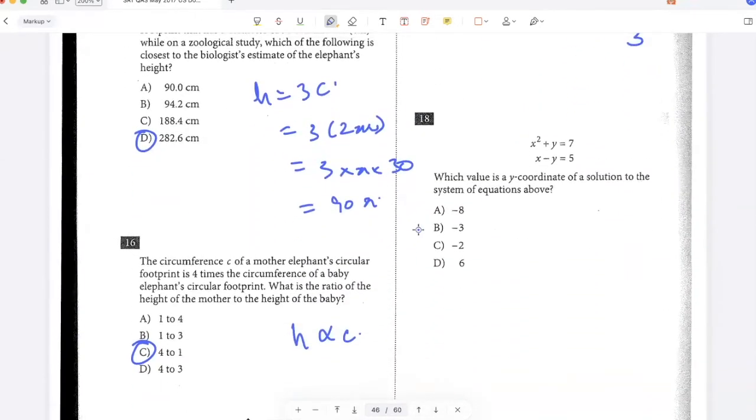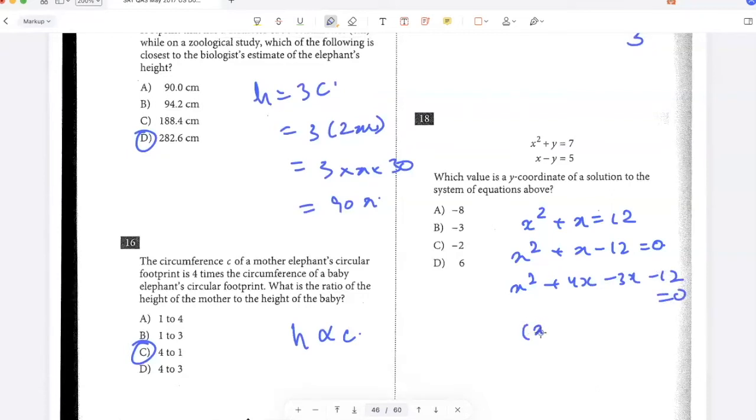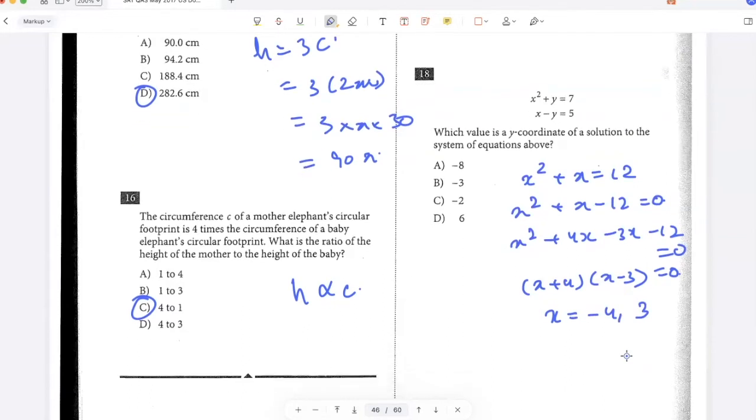Which value is a y-coordinate of a solution to the system of equations above? Okay, so let's just add them. x squared plus x is 12. So x squared plus x minus 12 is 0. So x squared plus 4x minus 3x minus 12 is 0. So (x plus 4)(x minus 3) is 0. So x is negative 4 or 3.